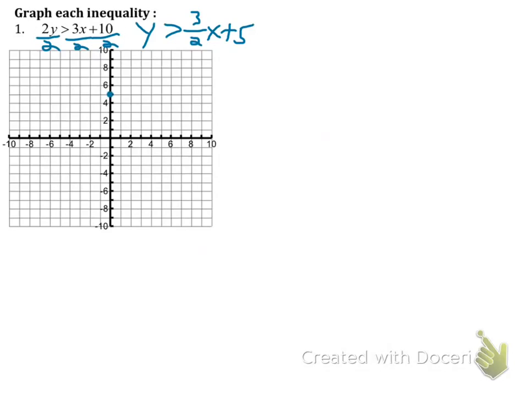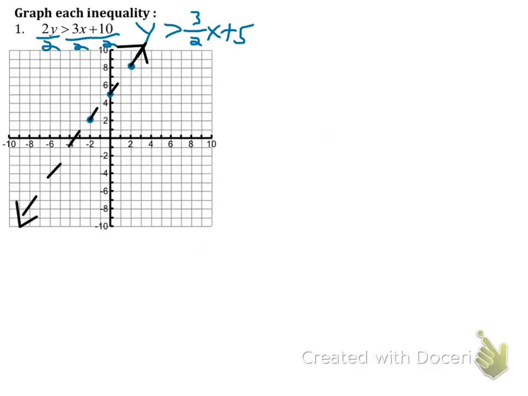So then we can start graphing our y-intercept, which would be 0, 5. And then we can count a slope of positive 3 over 2, which would be up 3 and over 2 to the right. And since we're going to run out of room, we can go back to 0, 5, and go down 3 and 2 to the left, and then we can make our line. Now, since the inequality sign is greater than, it's going to be a dashed line.